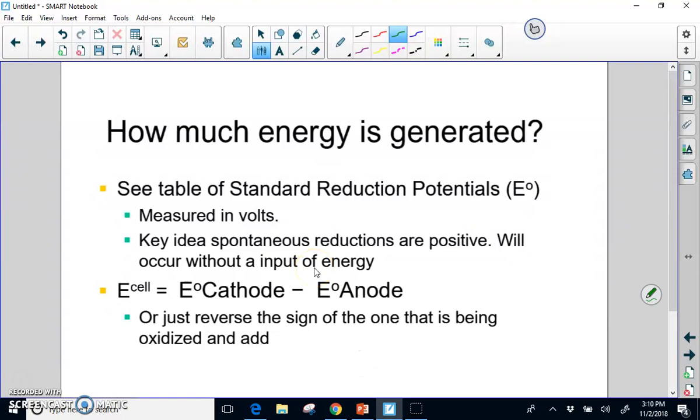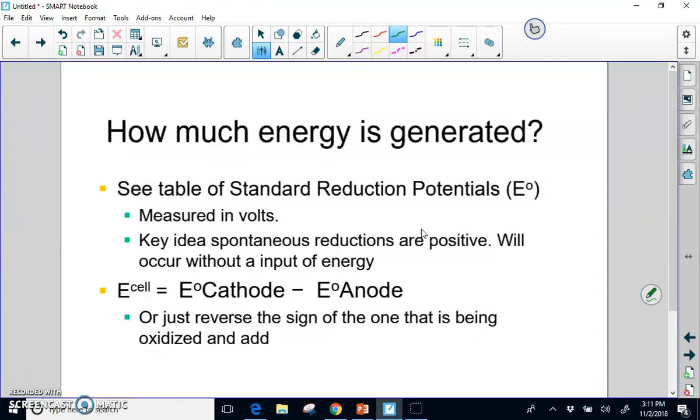Okay, so the energy produced by a battery or electrochemical cell is measured in volts. And when you're trying to calculate the E naught for a cell, in order for the cell to work, the E naught needs to be positive. If the E naught is positive, the cell will generate energy, and it can occur without inputting energy. In the second half of this unit, we're going to deal with redox reactions where you need to input energy to make the reaction occur.